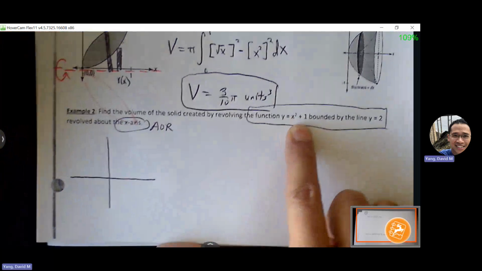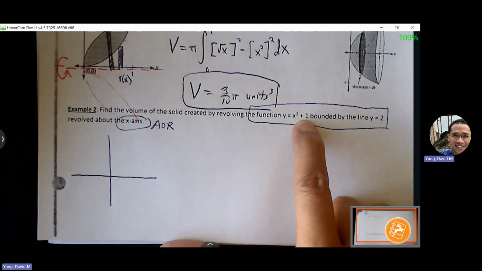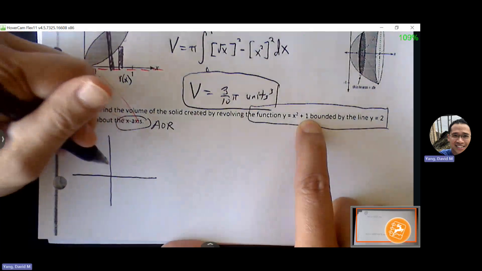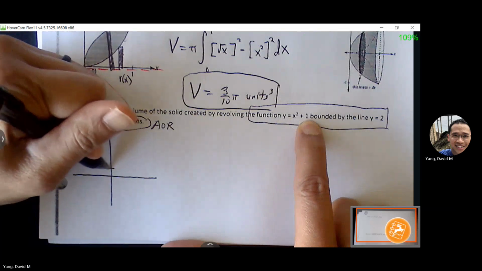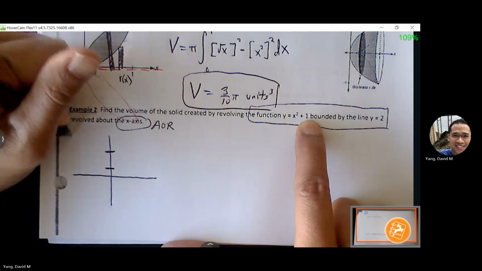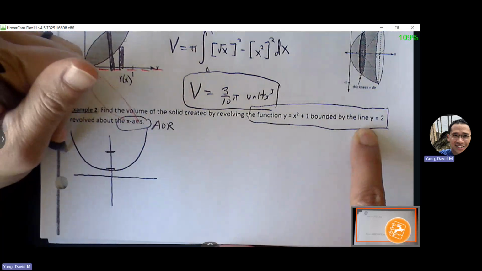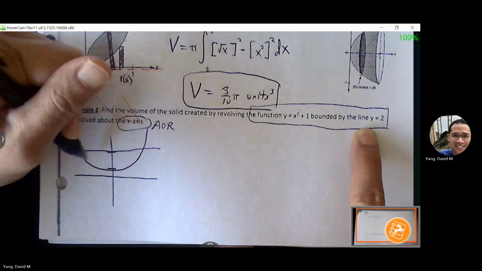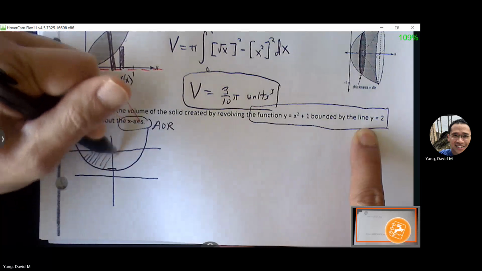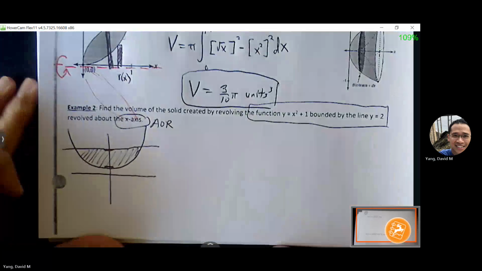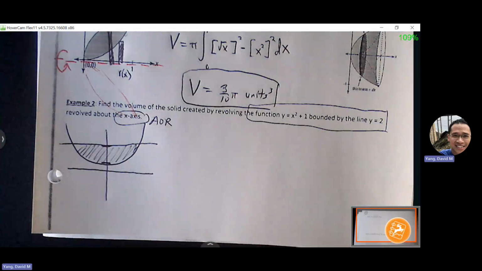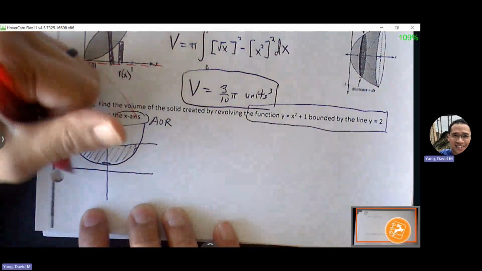Okay, so x squared plus 1 is just going to be a parabola that's going to open up with the y-intercept at 1. And then the line y equals 2. So here's my shaded region. But I'm rotating about the x-axis, y equals 0.